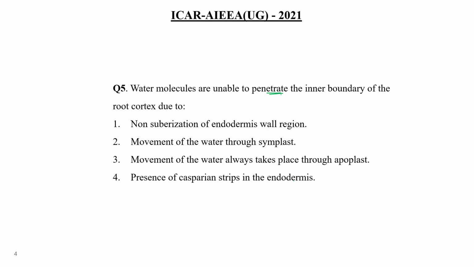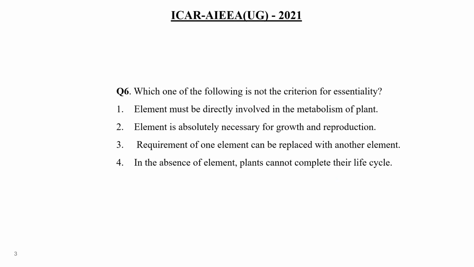Water movement occurs through symplast and apoplast, both, right? But it is unable to penetrate because of the presence of Casparian strip in the endodermis. Clear? So choice number 4 would be the correct answer of this question. Now let's move to the next question, question number 6. Which of the following is not the criteria for essentiality?